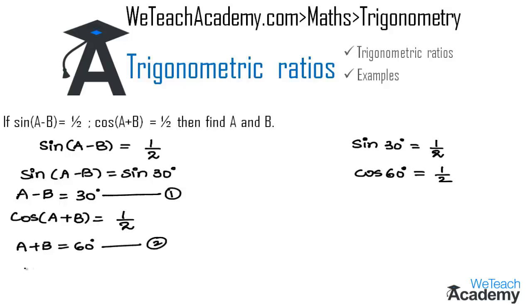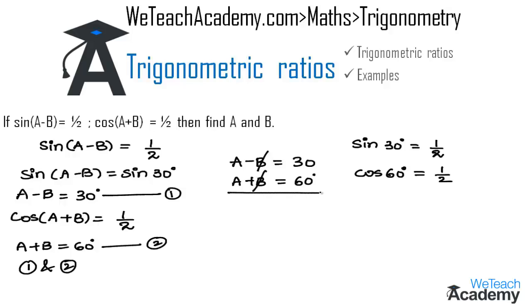By solving both equations 1 and 2, that is a minus b is equal to 30 and a plus b is equal to 60 degrees, minus b and plus b get cancelled and we get 2a is equal to 90 degrees. We get a equal to 90 degrees divided by 2. Simplifying, 2 one time is 2 and 2 45 times is 90. So the value of a is equal to 45 degrees.